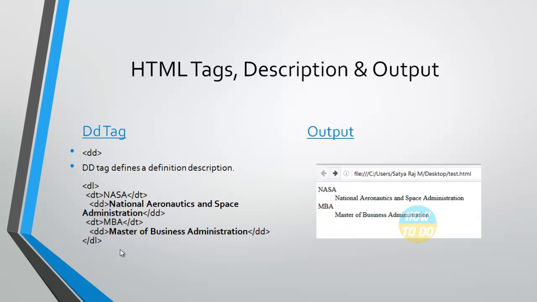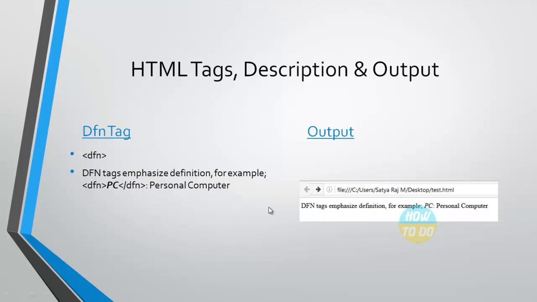Next comes the DD tag. The DD tag defines the description of a definition. Now let's say for example, after applying this particular syntax on your HTML nodes, this is the output that you get. You have given NASA and you have given the abbreviation for the same, the complete description for that particular definition. So in this way you will be able to give the definition along with the description, wherein you will be using the DD tag.